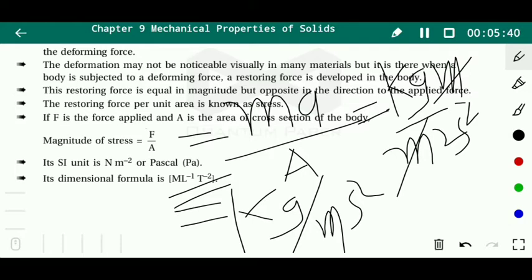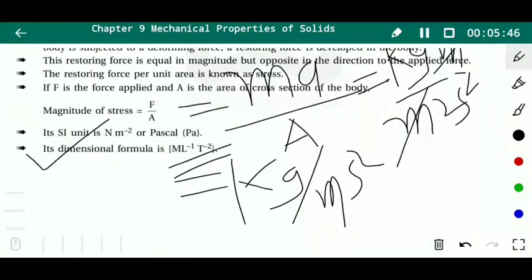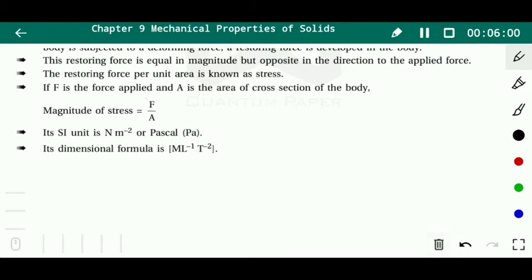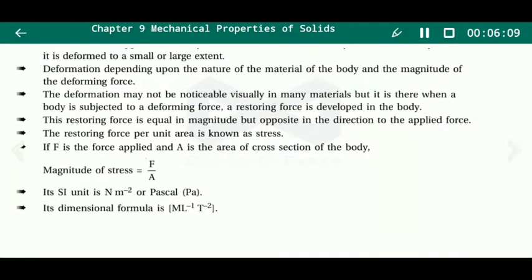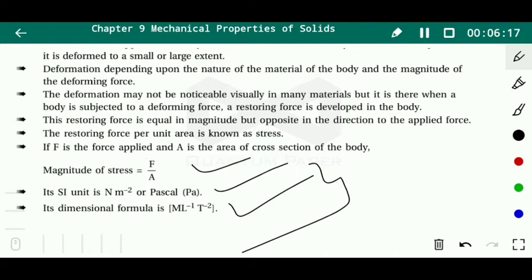This is an MCQ question, a short answer question: Newton per meter square, the SI unit of stress, and the dimensional formula of stress. So please write down these things. I can give you 1 minute. First of all, you can write this formula, then the SI unit, then the dimensional formula. All are MCQ type questions. Please write this down.